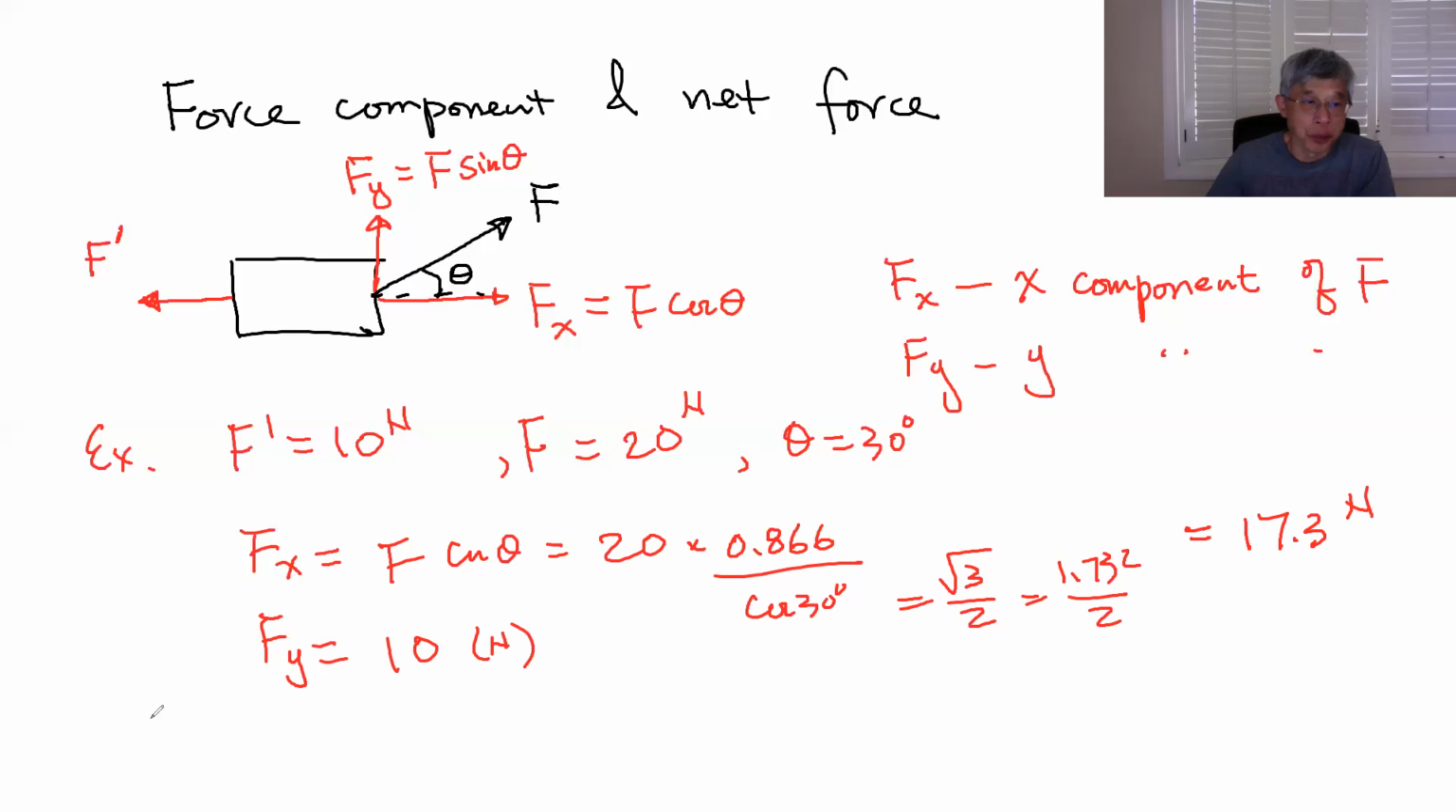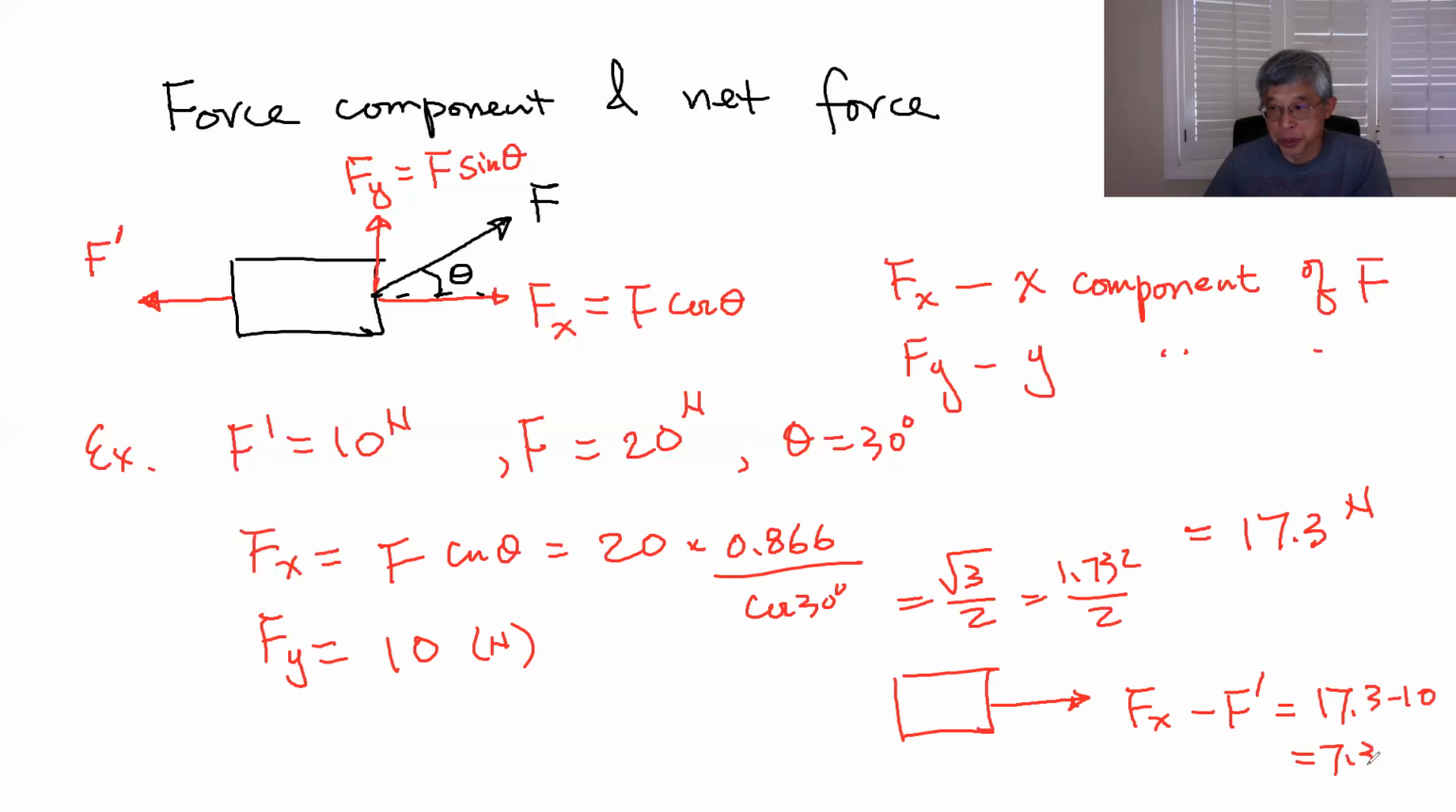So now your net force will be, in this direction, Fx minus F prime, which is equal to 17.3 minus 10, which is 7.3 going to the east. And then in this direction you have the force Fy, which is equal to 10 Newtons. So now you can see your net force.